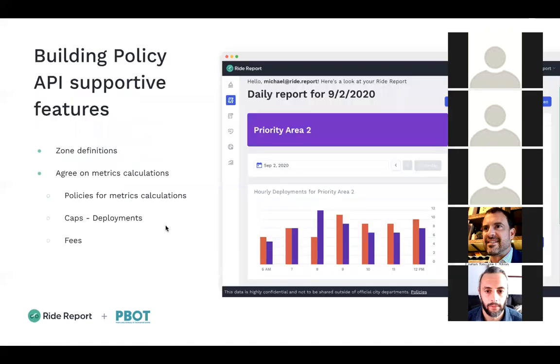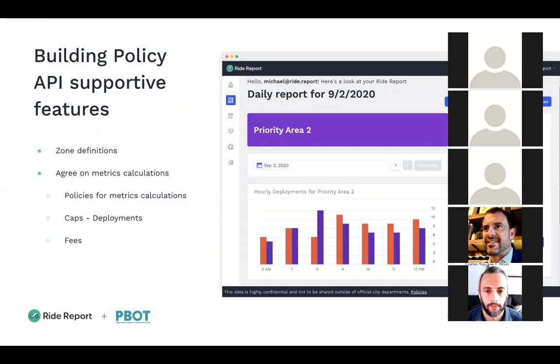Next slide. Working from that, as I mentioned, building those foundational tools first, so we're building policy API supportive features. Again, here's a screenshot from our demo dashboard where you're seeing a zone, priority area 2. For example, this could be the Venice Beach zone or a downtown zone or an equity zone. In Portland, that might be the east side. And up in the right-hand corner, you'll see the download GeoJSON file. This is so that operators can actually download the GeoJSON of zones themselves.